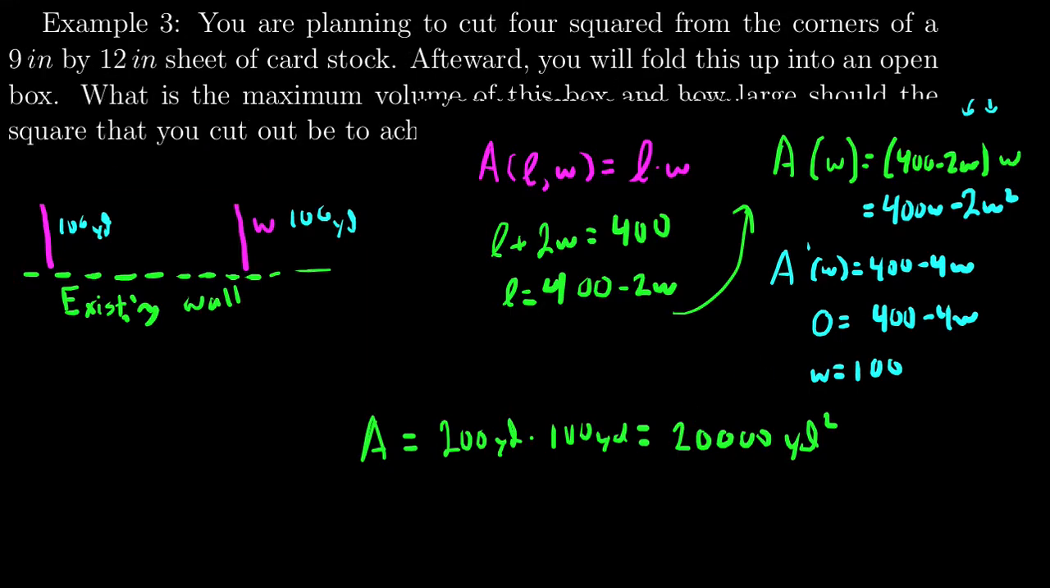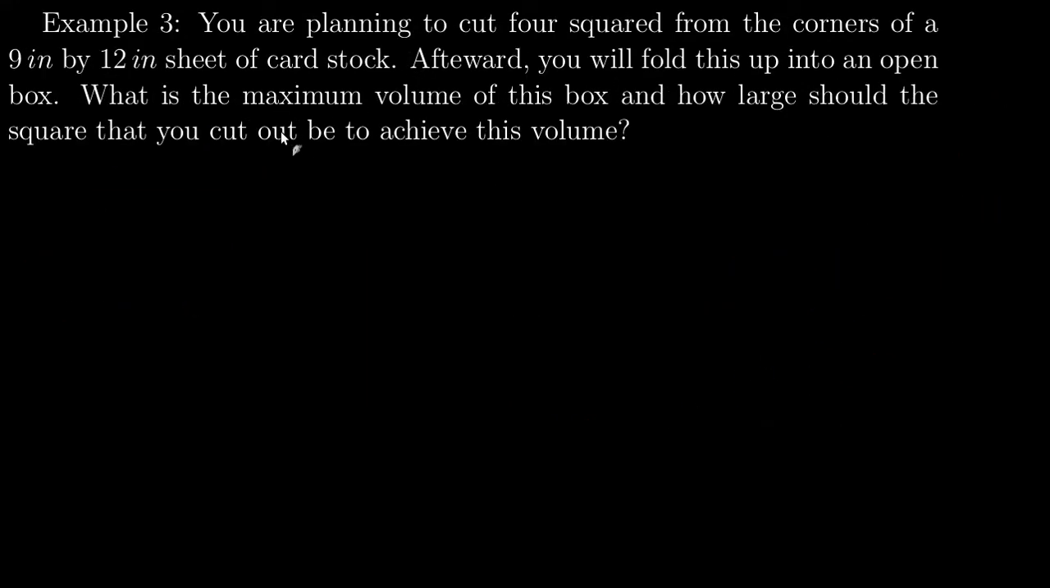All right. Final example. I'm planning to cut four squares from the corners of a 9-inch by 12-inch sheet of cardstock. Afterward, I'm going to fold this up into an open box. What's the maximum volume of this box, and how large should the square that you cut out of each corner be? So the idea is this.